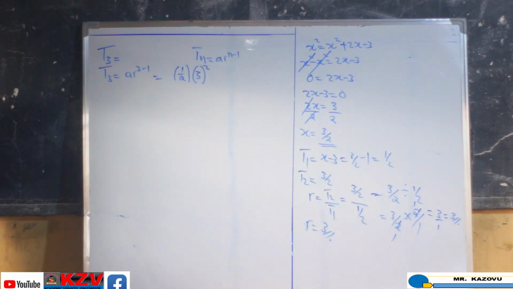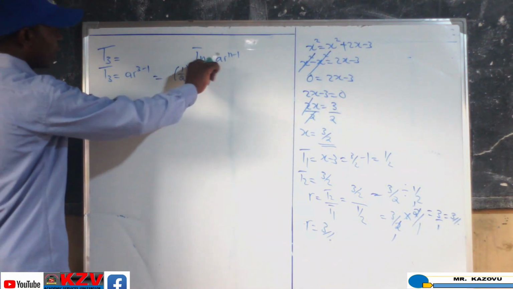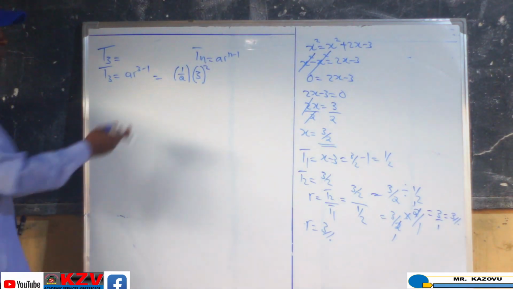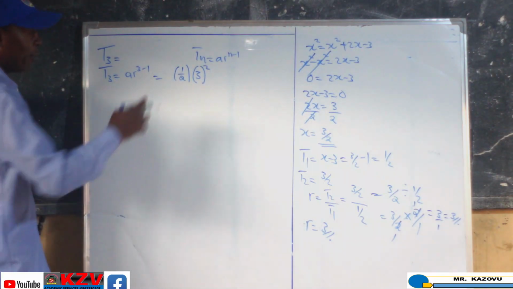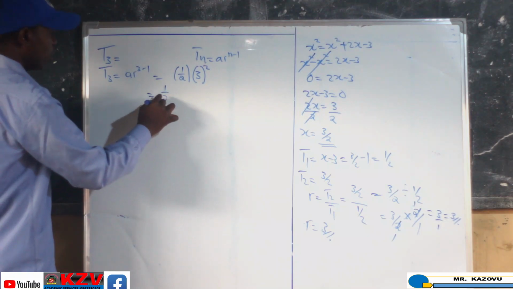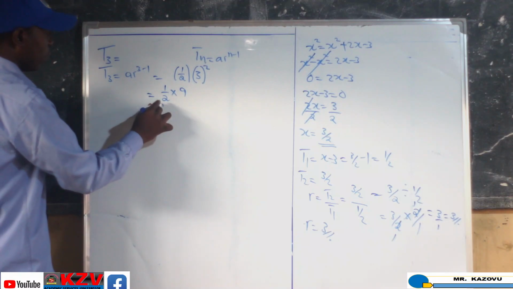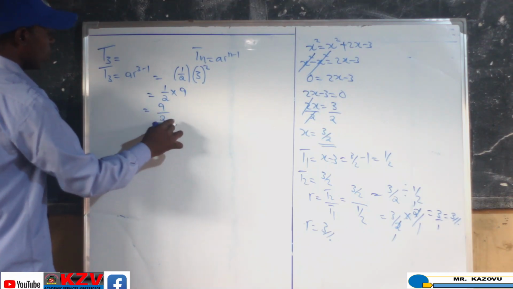Now we're using BODMAS. BODMAS requires the powers, those are the ones that you start with. Because these ones I've put both in brackets, but the one with the power, that's the one you start with. Okay? So here you have 1 over 2 times 3 times 3, which is 9. So we have 9 over 2. This is T3.